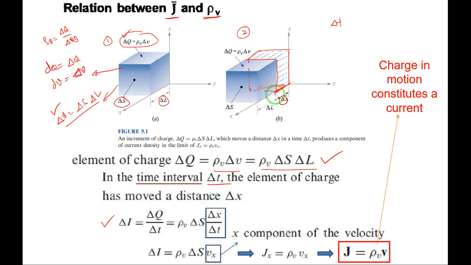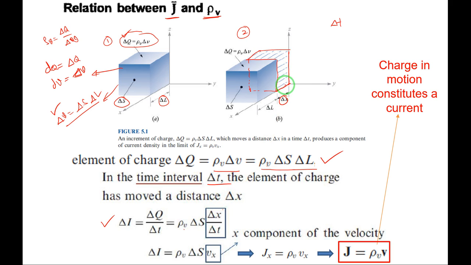The charges, this volume charge has moved by a distance of delta x, but the flow of charges crossing this surface, now this is the surface it has crossed. So this distance is delta x, so I should consider this volume. So delta q is equal to rho v into delta s into, instead of delta l, write delta x, because it has moved by the distance delta x.